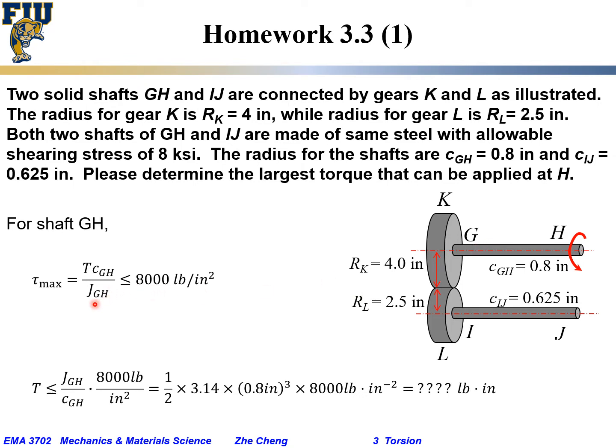J would be the axial moment of inertia for the cross section of this shaft. So as a result, T would be J over c times 8,000 pounds per square inch. And J over c would be half pi c to the power of 4 over c to the power of 1, so as a result c to the power of 3. And then when you plug in the numbers, you get a torque value, a certain pound-inch. Okay, that's only considering GH.